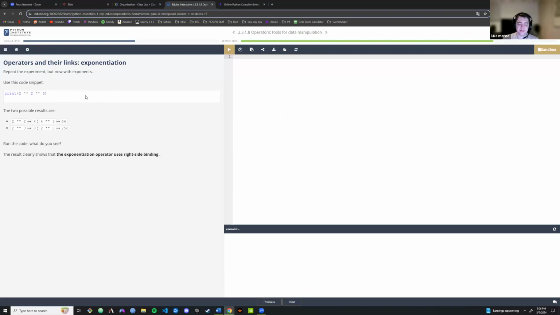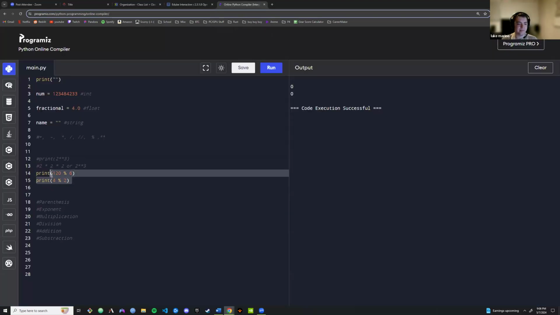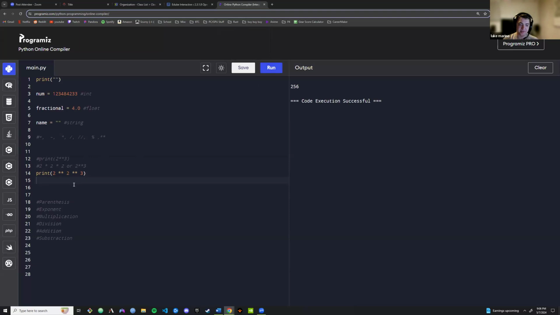All right, for now though, let's do some exponents. Let's see what happens here. What's gonna happen here? This is kind of uncharted territory. We have the exponential operators here, but it's occurring multiple times. This is going to evaluate to 256.